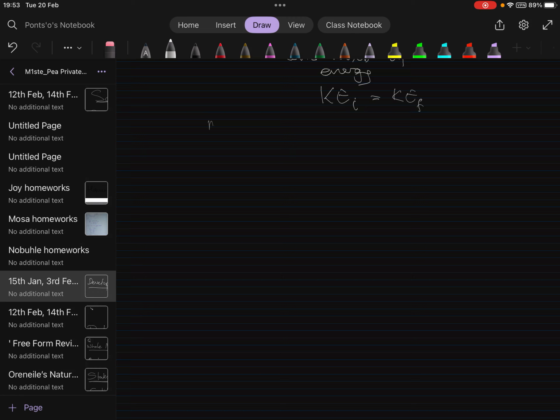So mass 1 is 0.3 kilograms, correct? Mass of ball 1, yeah. And what's the initial velocity of ball 1? It's 0 meters per second. What's the initial velocity of ball 2?